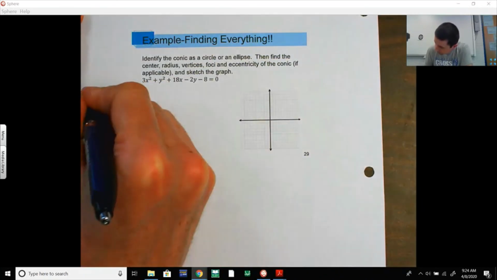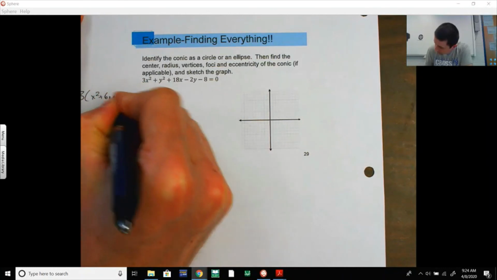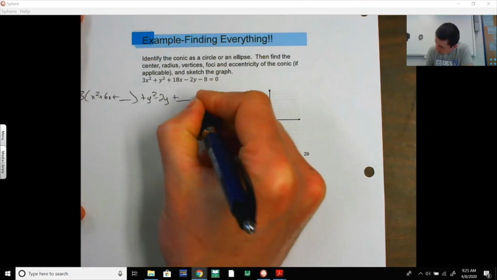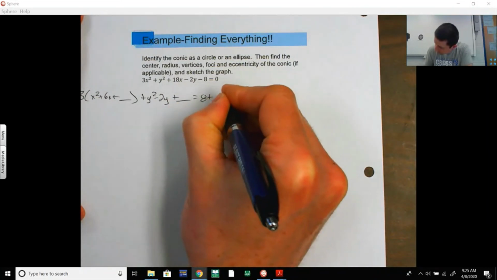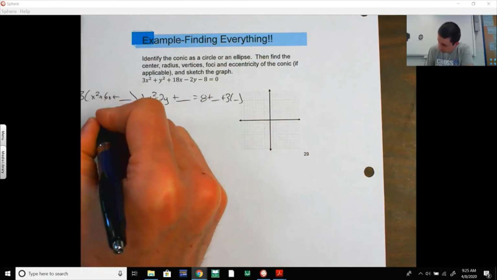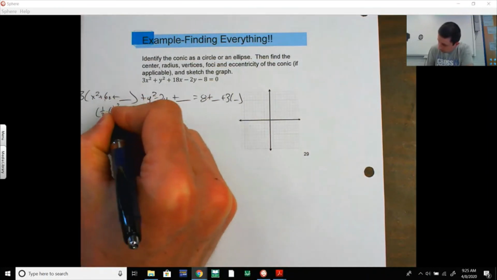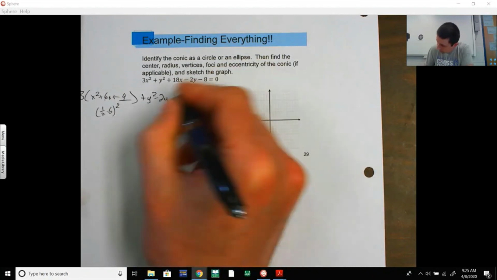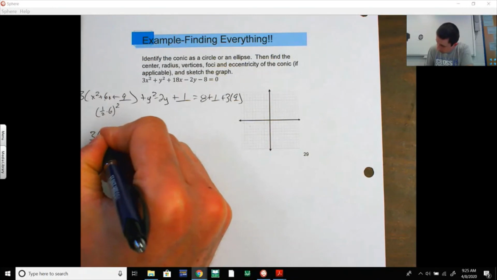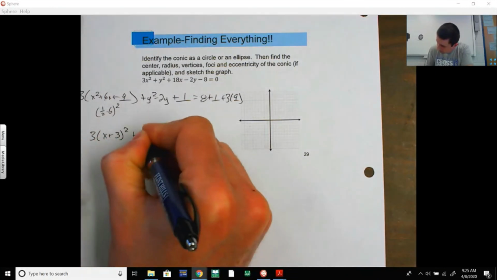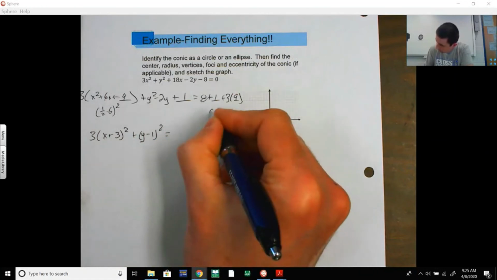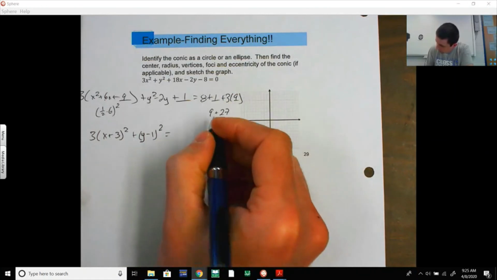Let's see, 3 times x squared plus 6x plus blank plus y squared minus 2y plus blank equals 8 plus blank plus 3 times blank. That 3 should have been in the first one. So 1/2 of 6 squared is 9, so I'm adding 9, and then I'm adding 1. So I get 3 times x plus 3 squared plus y minus 1 squared equals 9 plus 27, 36.